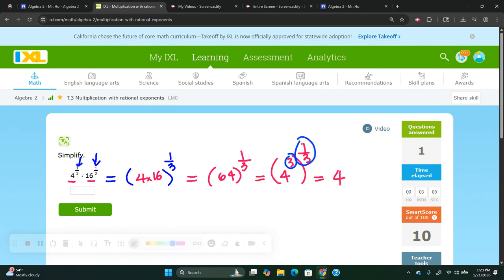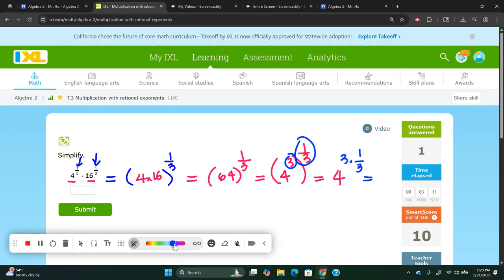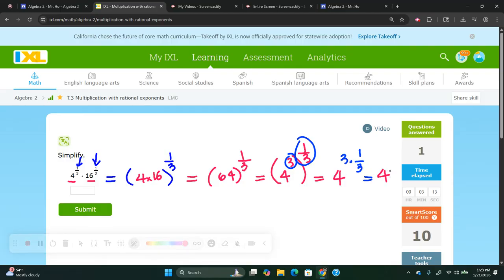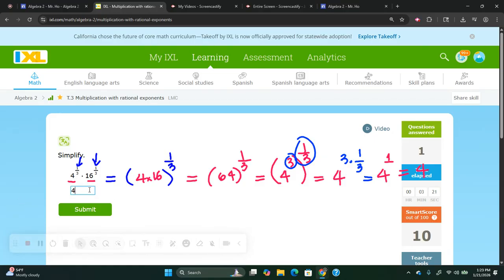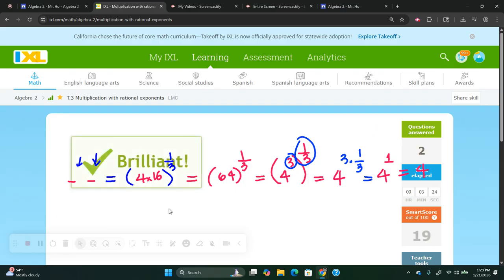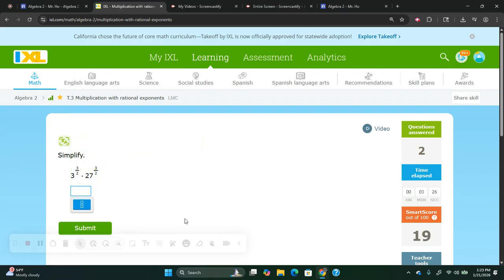3 and then 1/3, you multiply them together. Okay, so multiply them. It comes out number 1. So the answer is 4 power 1. Okay, which is number 4. So this problem, the answer is number 4. Okay. Now we do very similar. Okay, so here we go.